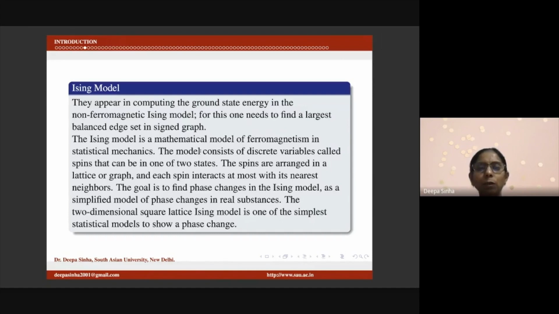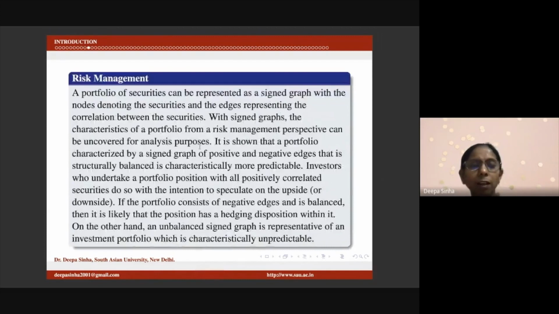And here the goal is to find the phase change in the Ising model, which is a simplified model of phase change in real substances. The two-dimensional square lattice using the Ising model is one of the simplest statistical models to show a phase change. It can also be used in risk management.